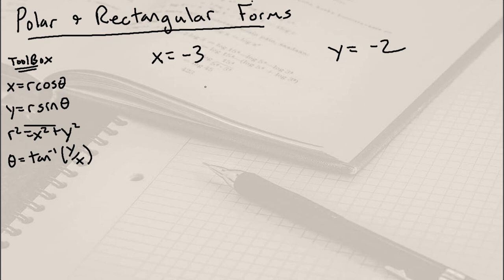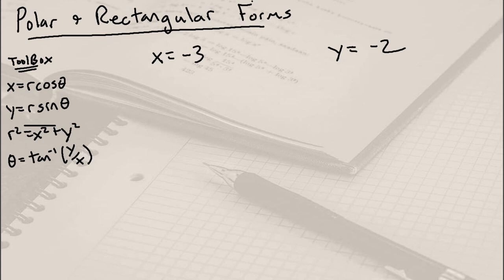Okay, we're going to pick up where we left off. Last time we had class, we were switching between polar and rectangular forms of equations. Right here is our toolbox, and we saw this last time, so I won't go into that. So we're just going to practice a few. I set up two rectangular equations right here, and we are going to switch them to polar form.